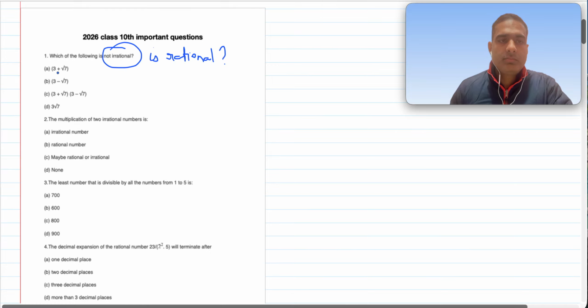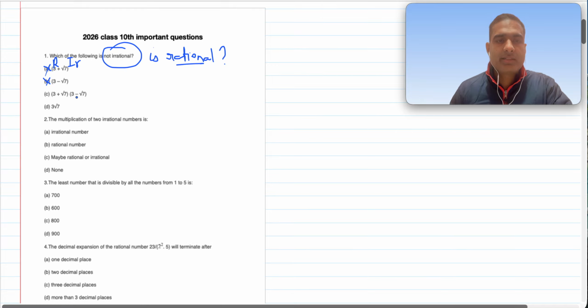And if you look at the options, the first option A is 3 plus root 7. So 3 is rational and root 7 is irrational, and we know the sum of a rational and irrational is an irrational number, but we have to look for the rational, so this is not our answer. Similarly, the second option, that is 3 minus root 7, is a difference of a rational and irrational, then again it is irrational. Now if we see the third option C, 3 plus root 7 and 3 minus root 7.